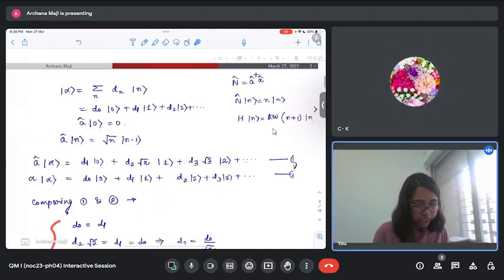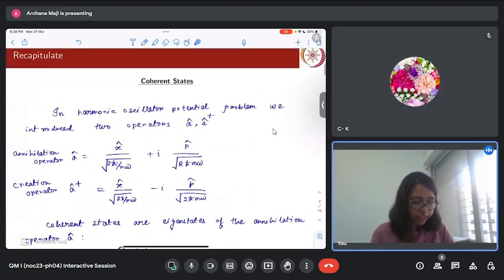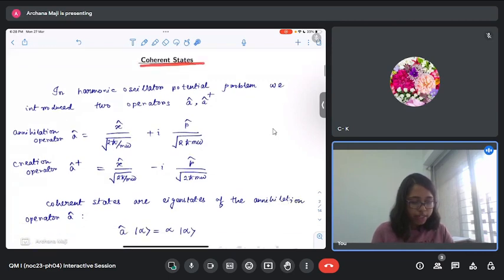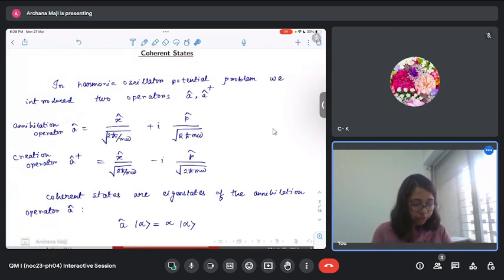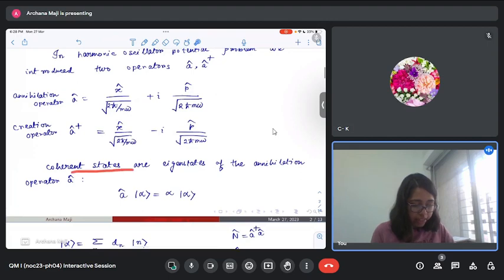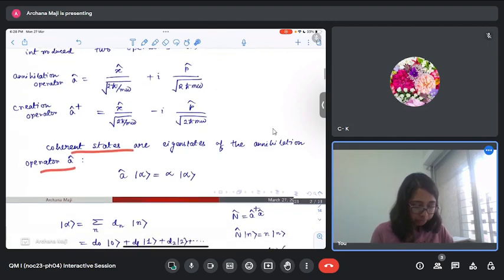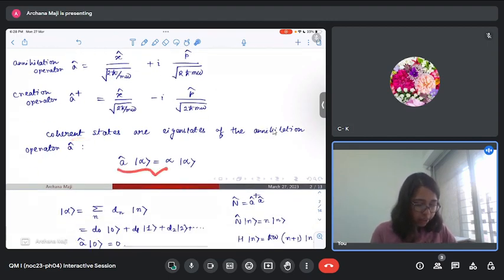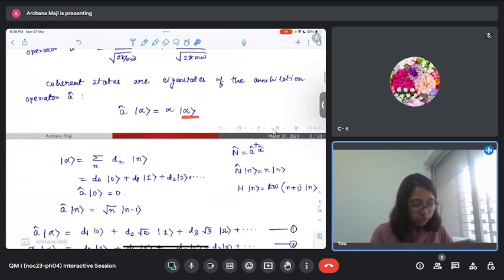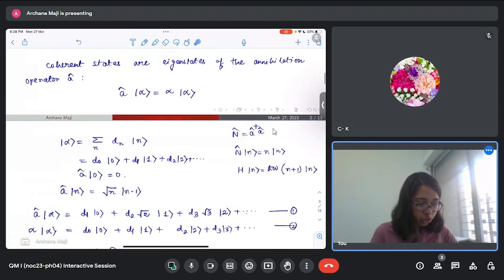So what are we doing here? We are trying to find out what the coherent states are. The definition of a coherent state is that they are eigenstates of the annihilation operator. So we start with this equation: the annihilation operator acting on the coherent state gives you the eigenvalue alpha times that state. Now we want to determine what these coherent states look like in terms of our known eigenstates of the Hamiltonian of the problem.